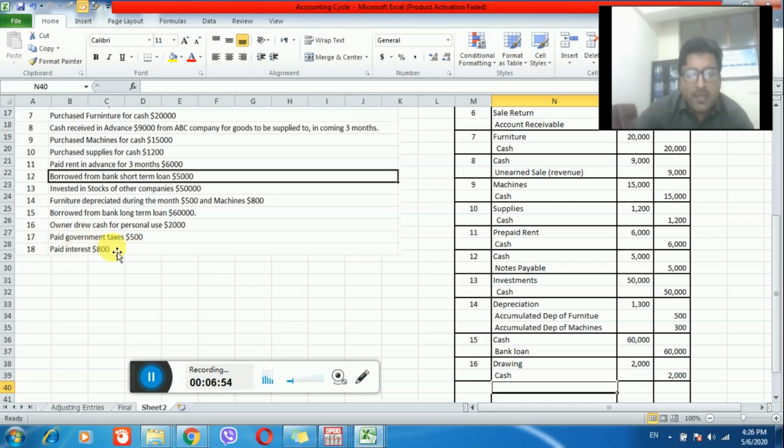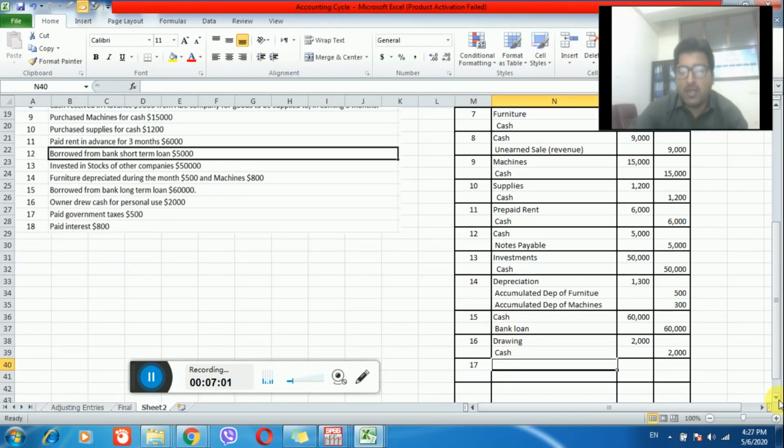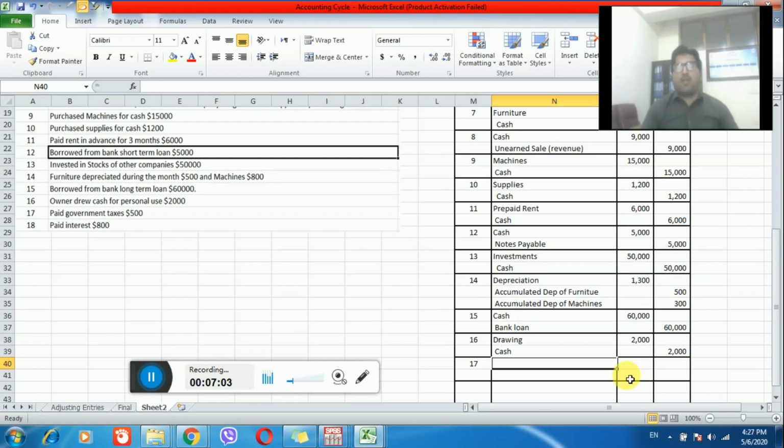Next we have transaction number 17: paid government taxes $500. The business is paying taxes. So what is taxes? Taxes is actually an expense account for a business. Before this, let me tell you about the drawing.